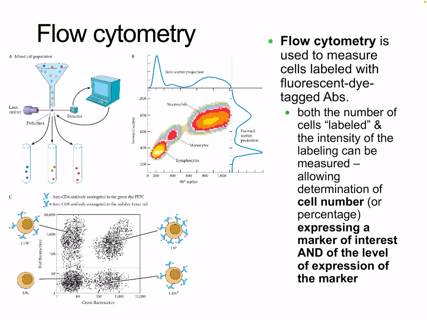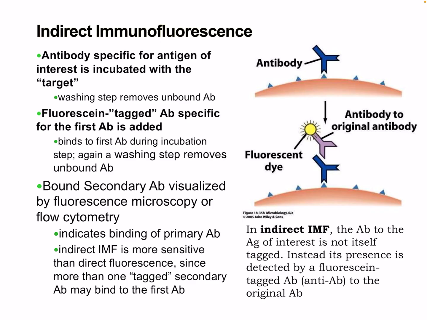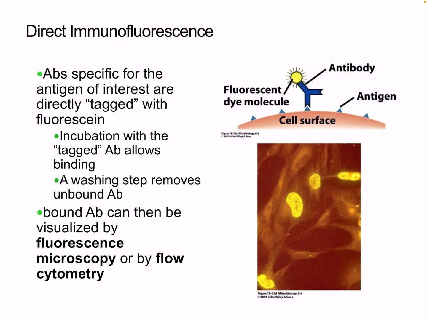So direct immunofluorescence. Sorry about that. Now we'll take a look at direct immunofluorescence. Antibodies specific for the antigen of interest are directly tagged with a fluorescent dye. So this was that primary one we saw. Again, there's no secondary antibody, so that's not there.